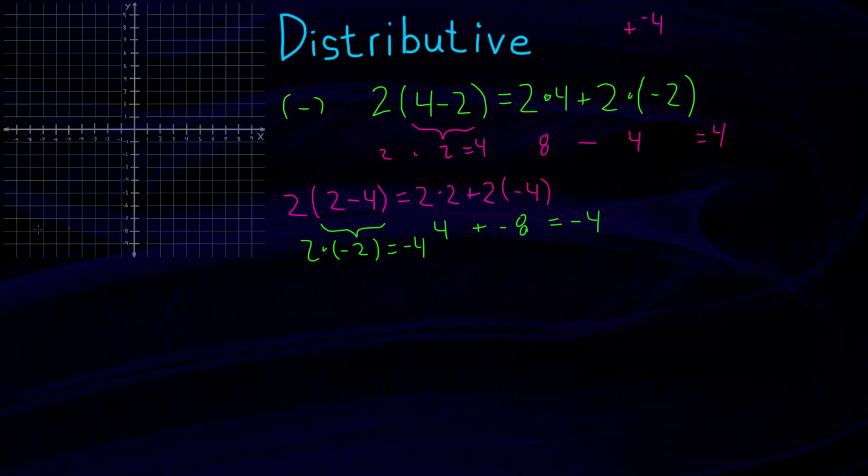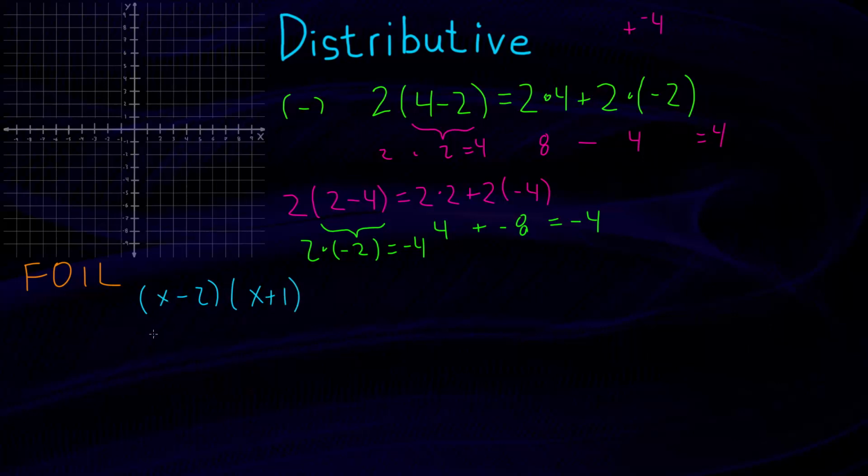How is this going to work with variables? Let's look again at FOIL. I'll write it here: first, outside, inside, last for FOIL. This is also true when we are dealing with subtraction. All right, so let's start working this out. If we've got x minus 2 times x plus 1, let's distribute this out.